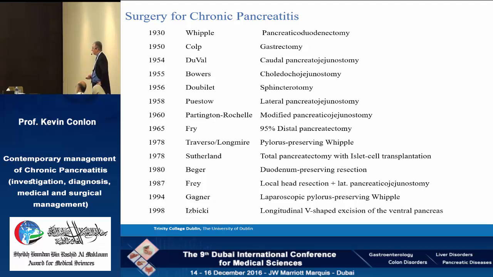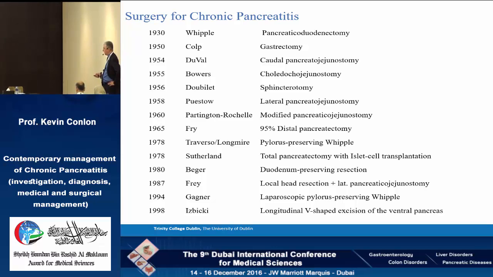Now, there's a whole potpourri of surgical procedures going way back to the 1930s to when Whipple was doing pancreaticoduodenectomies for chronic pancreatitis, all the way up here to Puestow doing a lateral pancreaticojejunostomy. He actually described a distal pancreaticojejunostomy, and Partington-Rochelle a modified one 50 years ago. And then here, this is interesting, this is now Sutherland reporting in 1978 a total pancreatectomy and islet cell transplantation from Minnesota. And then the Beger, Frey, and the Izbicki procedures here, and this is just Gagner. I put that in because that was in 1994.